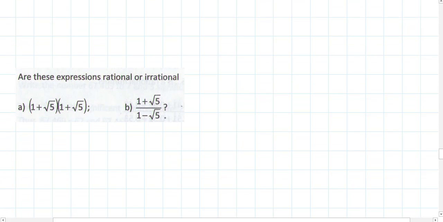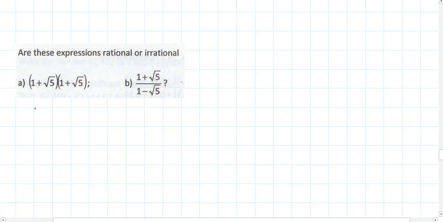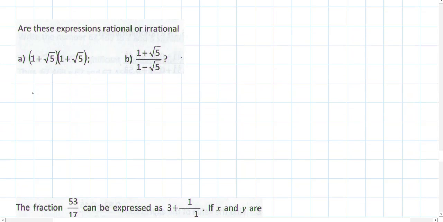And now, are these expressions rational or irrational? So first, let's begin with a1. We need to multiply the two, so it is 1 plus, this is the formula, a plus b squared, 2 times square root of 5 plus 5. So it is 6 plus 2 square root of 5. So is this rational or irrational? This is of course irrational, because we cannot represent it as a over b.